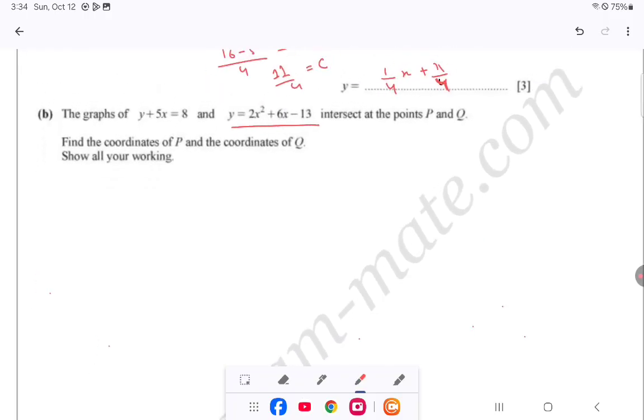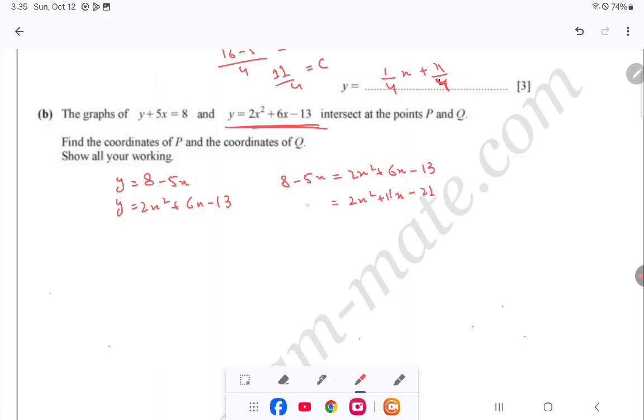So first arrange both equations on y. The second equation is already arranged on y. Arrange the first equation, subtract 5x from both sides. Equation 2 is 2x square plus 6x minus 13. Compare both equations. 8 minus 5x is equal to 2x square plus 6x minus 13. If we add 5x to both sides, it will become 11x. If we subtract 8 from both sides, it will become negative of 21. And this will become 0.